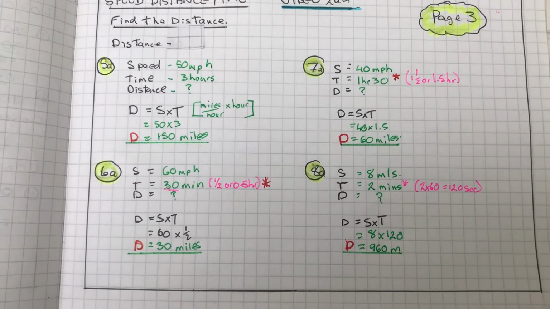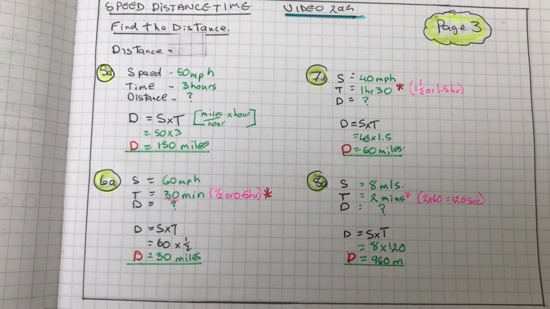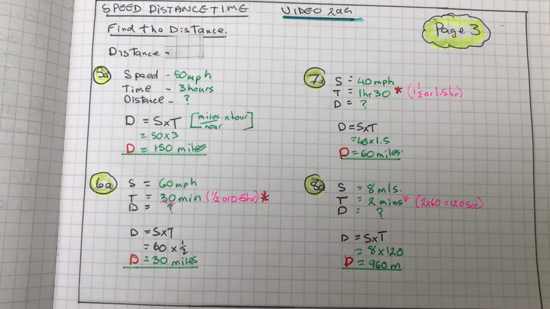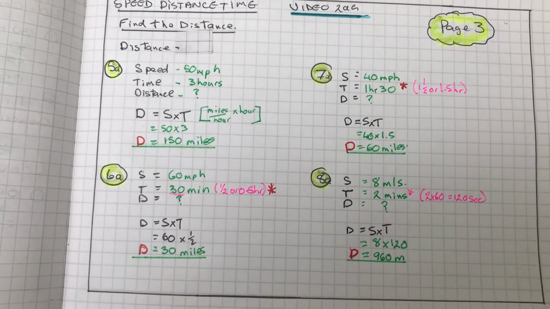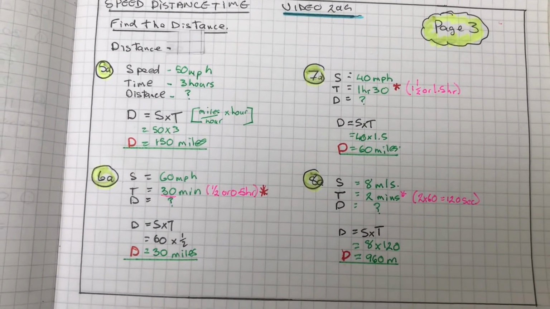If I look at question 5a, it tells me two things. Number one, the speed is 50 miles per hour. The time is 3 hours. Can I find the distance? How do I do that?